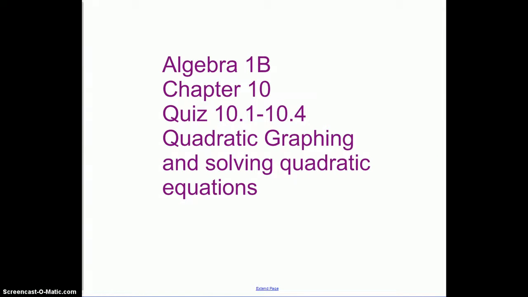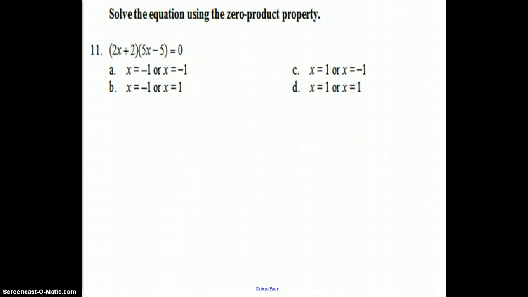Today in Algebra 1B we are going to continue our review for the quiz dealing with quadratic graphing and solving quadratic equations. So we only really have two problems left. Let's take a look at the first one. On number 11 they want us to use this equation and use the zero product property to solve it.